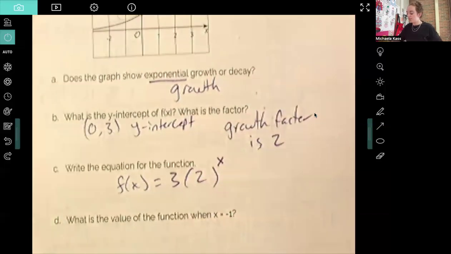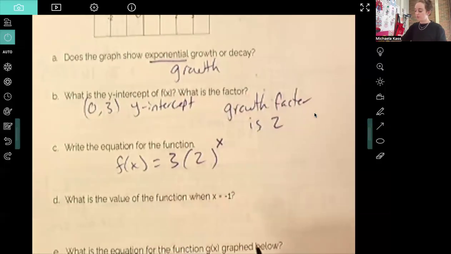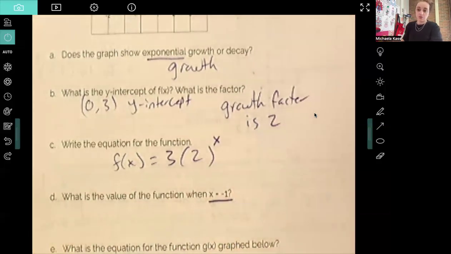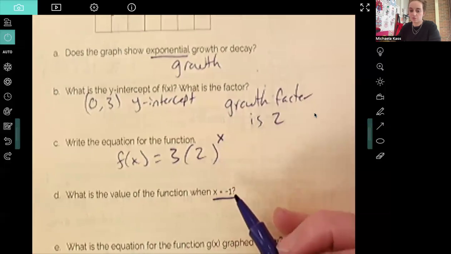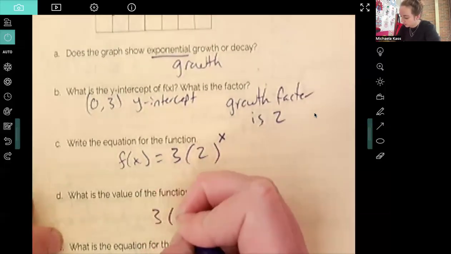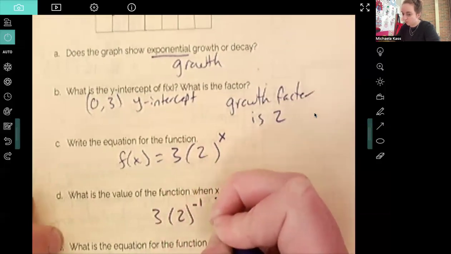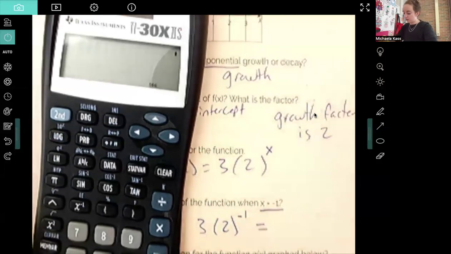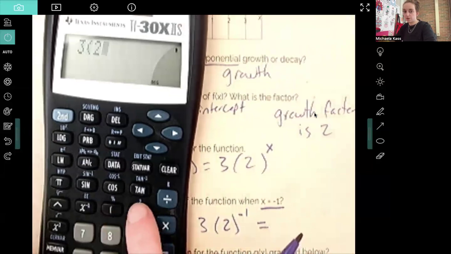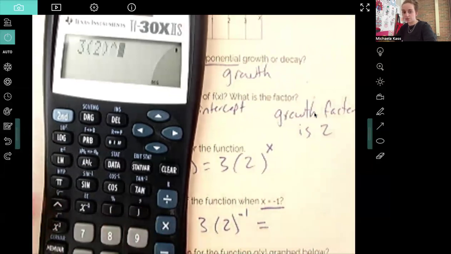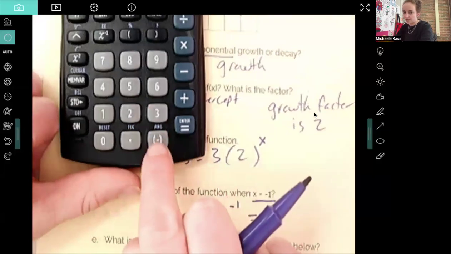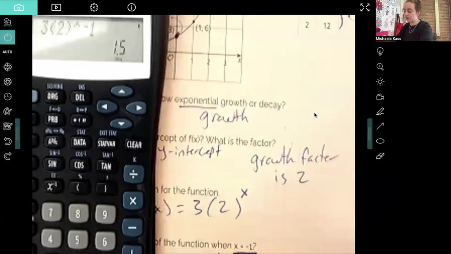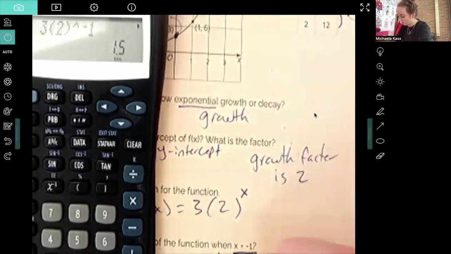Okay. Now, D says, using our equation, we have to figure out what is the value when x is negative 1. So all it's asking us to do here is replace x with negative 1. So 3 parentheses 2 to the power of negative 1, what does that equal? This is where you take your calculator if you don't know. You type in 3 parentheses 2, close the parenthesis, raise the exponent, and then make sure you push the negative key and a 1. And then push enter. Looks like we get 1.5. So that means our answer is 1.5.